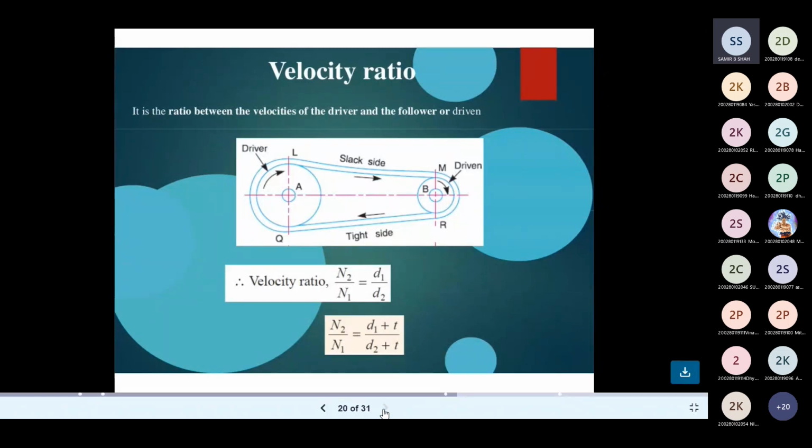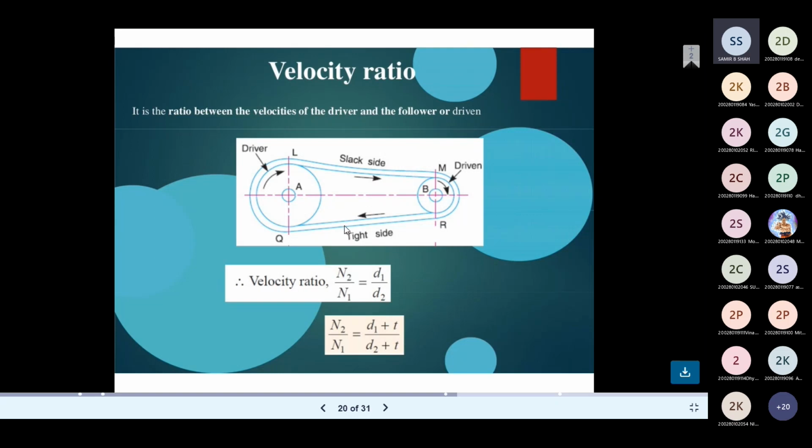Okay, now we go further, that is velocity ratio. The ratio of velocity of the driven pulley to the velocity of the driving pulley is known as the velocity ratio. Here the driven pulley and here the driving pulley is there. So if we take the ratio, then that ratio is considered as the velocity ratio.